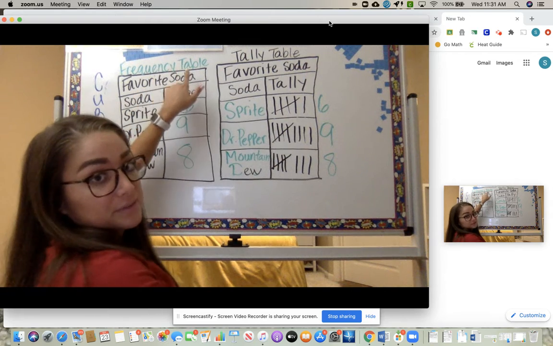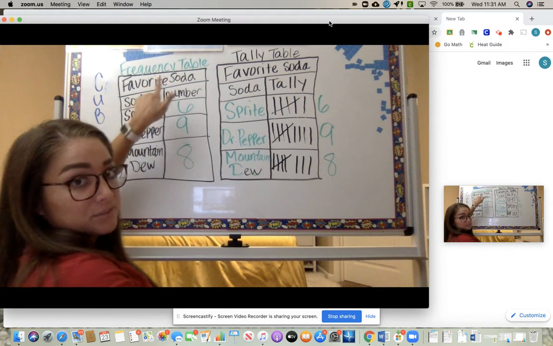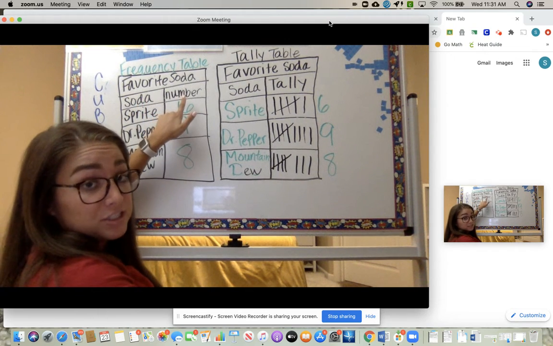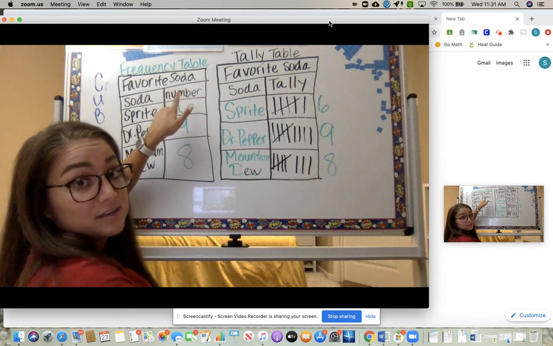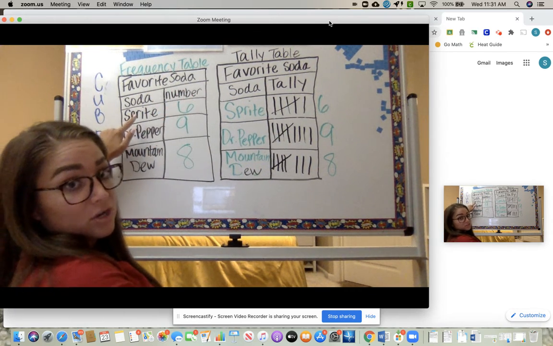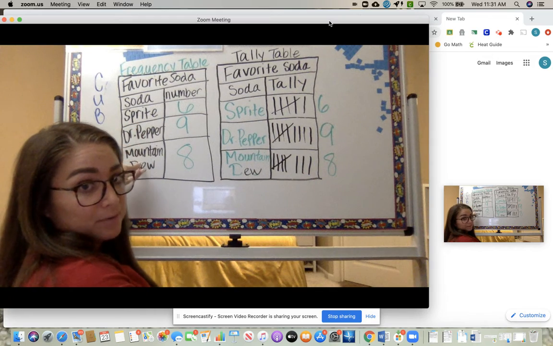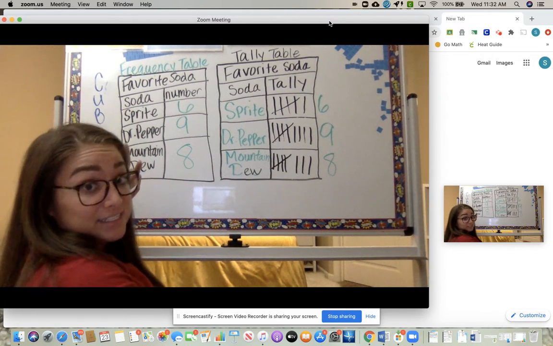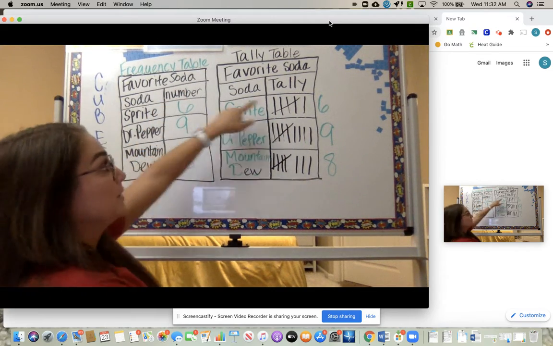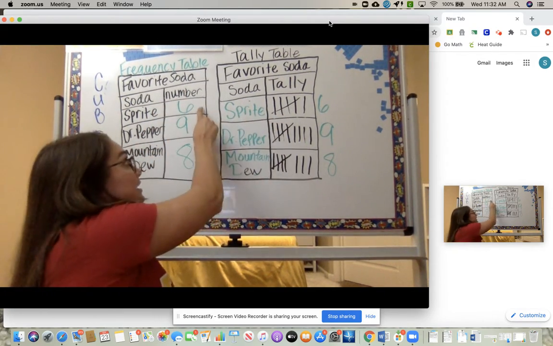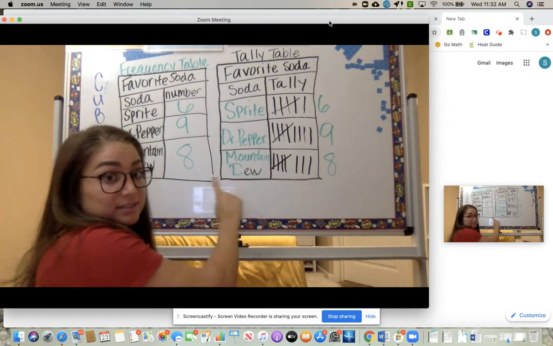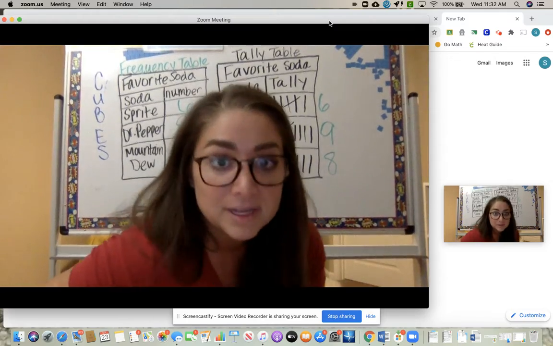Then we created a frequency table. The title stays the same, favorite soda. Our category is the same, soda. What changes is that it doesn't say tally here, it says number, because now we're a frequency table with numbers. The sodas stay the same: Sprite, Dr. Pepper, Mountain Dew. The second difference is that we write our numbers in, not the tallies. Sprite was 6, Dr. Pepper was 9, and Mountain Dew was 8. So we just did a review.